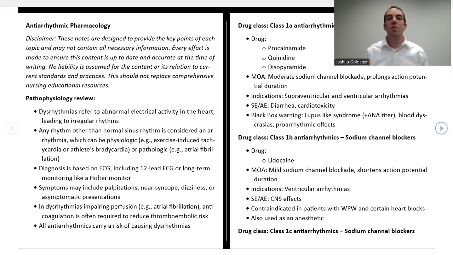These medications are used for ventricular arrhythmias, not supraventricular arrhythmias. And the most common adverse effects, certainly the most tested on one that I've seen in test banks, are CNS effects, such as dizziness and different neurological symptoms like that. Next, these medications are contraindicated in patients that have Wolff-Parkinson-White, that's a specific type of dysrhythmia, as well as certain heart blocks.